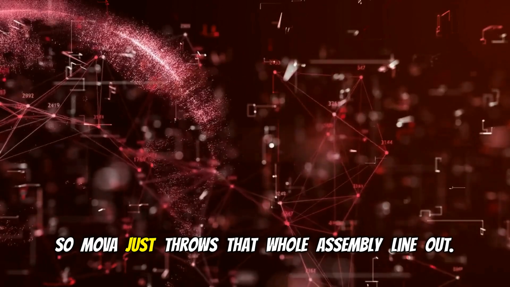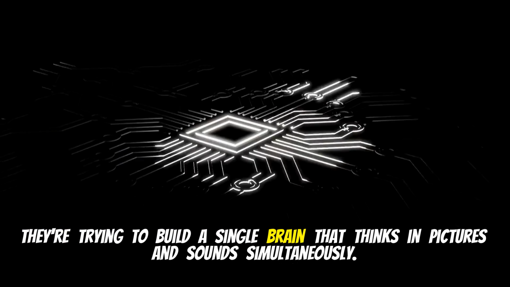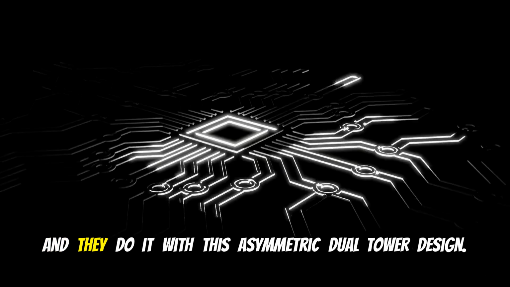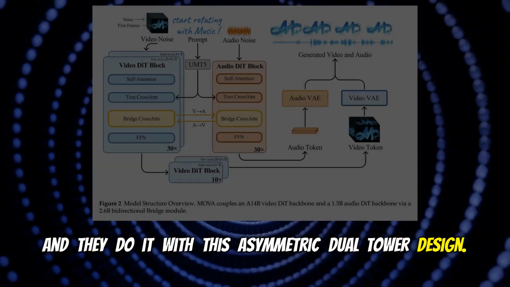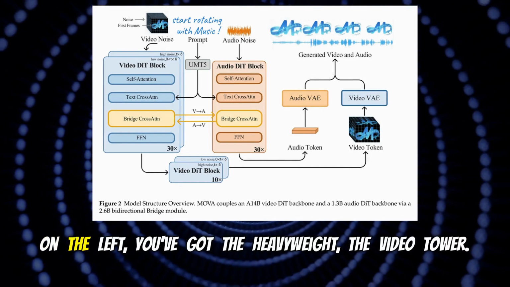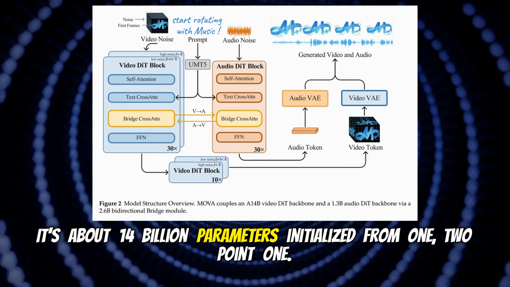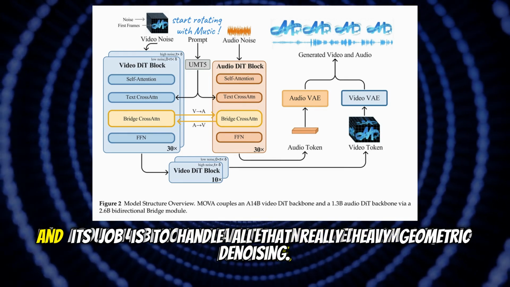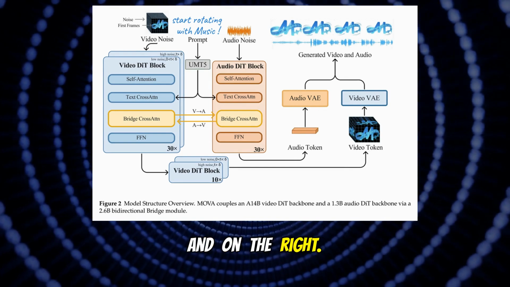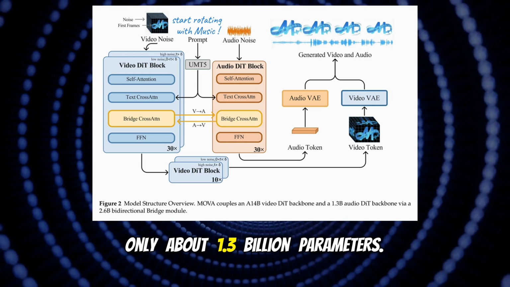It looks like a badly dubbed foreign film. So MOVA just throws that whole assembly line out. They're trying to build a single brain that thinks in pictures and sounds simultaneously. That's the goal. And they do it with this asymmetric dual tower design. Okay, so let's visualize this. We have two towers side by side. Right. On the left, you've got the heavyweight, the video tower. It's about 14 billion parameters, initialized from Wan 2.1, and its job is to handle all that really heavy geometric denoising. And on the right? On the right is the audio tower. It's much, much smaller, only about 1.3 billion parameters.